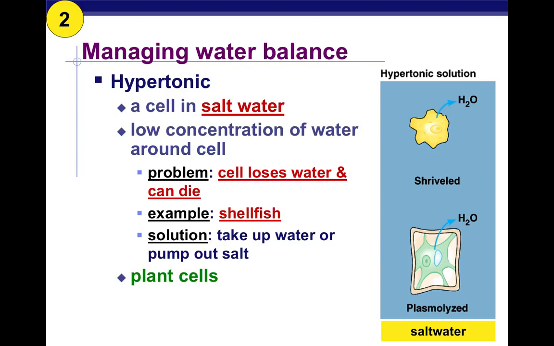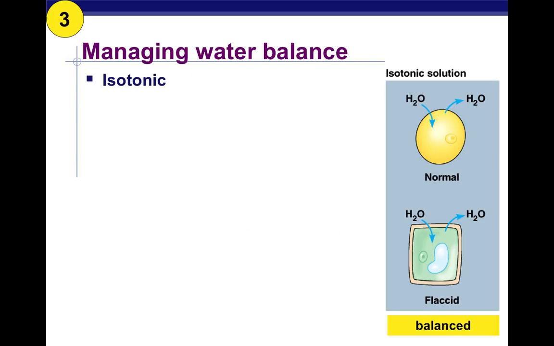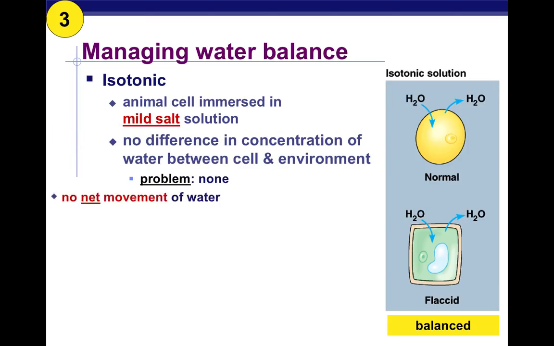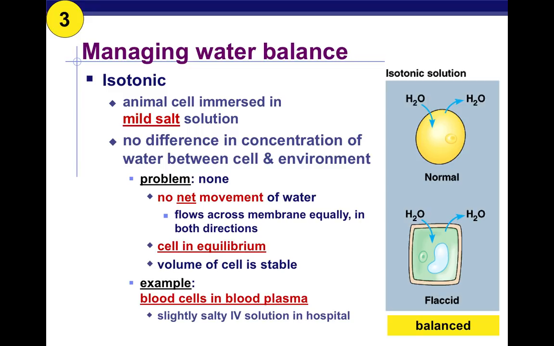Hypertonic makes things shrink. So it makes them shrivel up. So salt makes things shrivel up. And so we've got the animal cell here. We've got the plant cell here. That is shriveling in the hypertonic environment. And then we have isotonic, which for animal cells is perfect. And plant cells, it's okay.